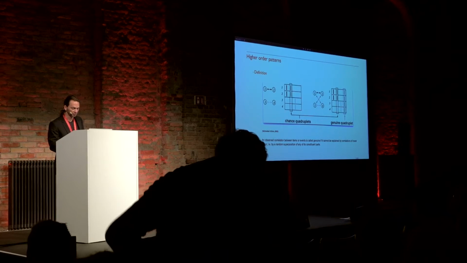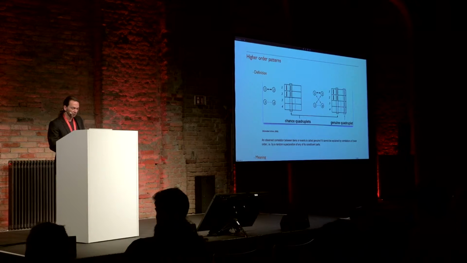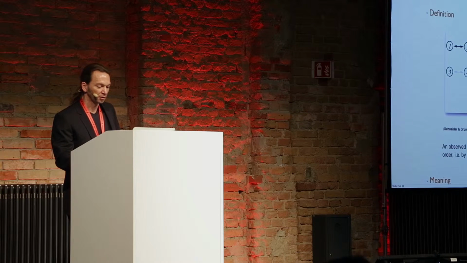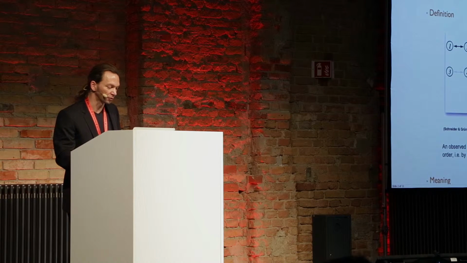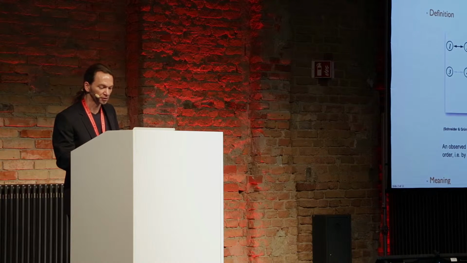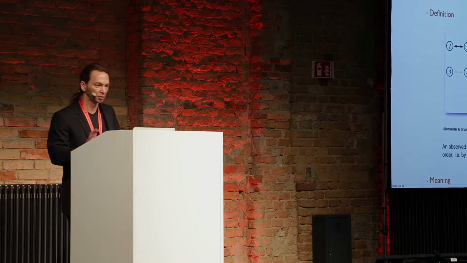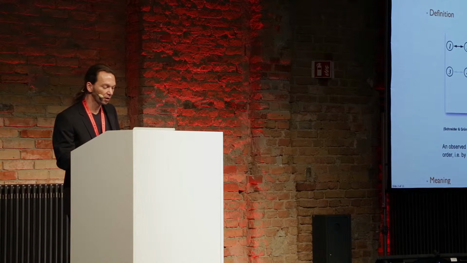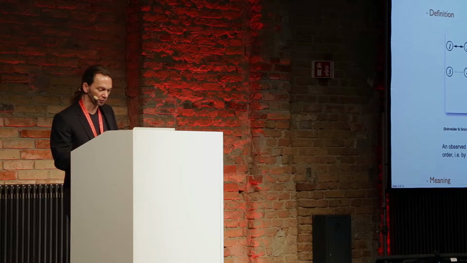So this is depicted here on the right. If you observe in your data, in this case, this 4-piece pattern, you don't know just by observing if it's happening randomly just by some chance, some coincidence, or if there is a real underlying, as is shown here, a real underlying correlation between all these 4 elements. You can see the definition here. An observed correlation between items or events is called genuine if it cannot be explained by correlations of lower order, i.e. meaning by a random superposition of any of its constituent parts.